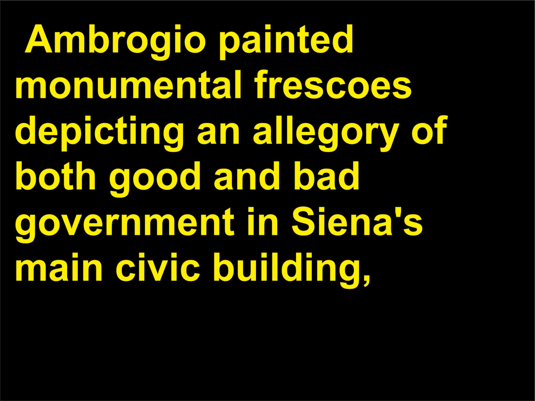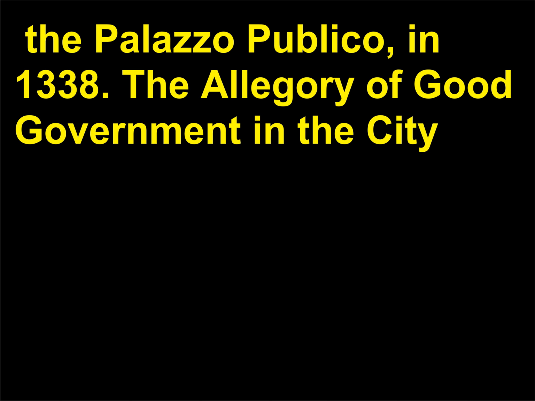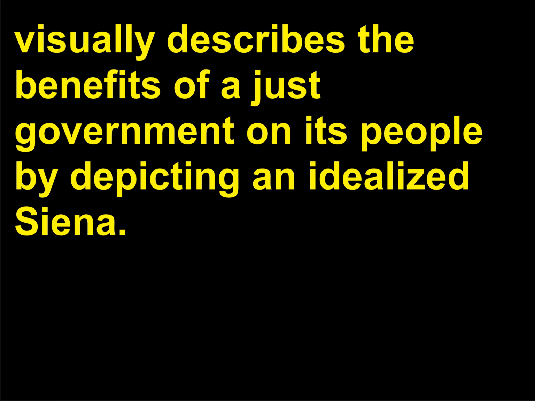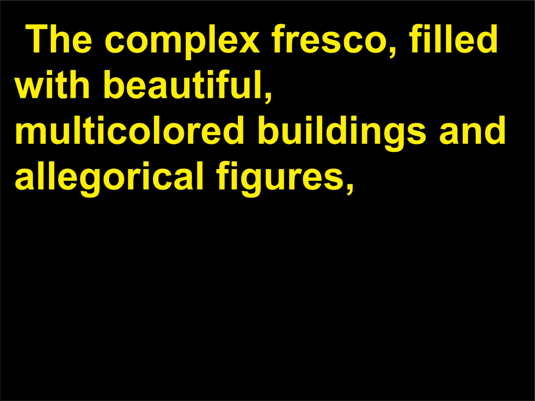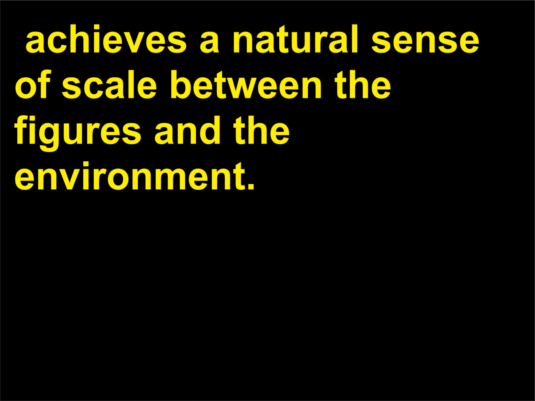Ambrogio painted monumental frescoes depicting an allegory of both good and bad government in Siena's main civic building, the Palazzo Pubblico, in 1338. The allegory of good government in the city visually describes the benefits of a just government on its people by depicting an idealized Siena. The complex fresco, filled with beautiful, multicolored buildings and allegorical figures, achieves a natural sense of scale between the figures and the environment.